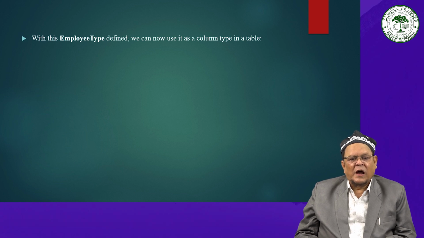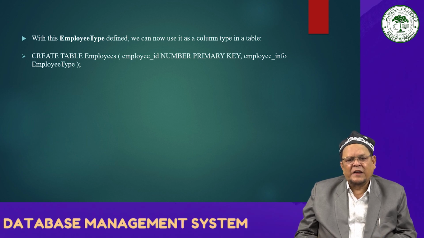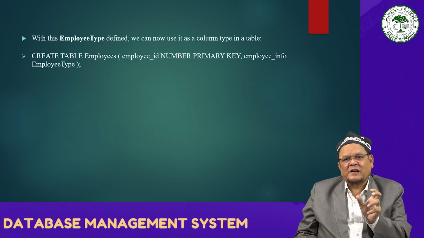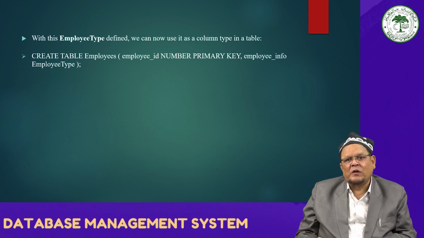With this employee type defined, we can now use it as a column type in a table. It means you have to create table employees, with parentheses, employee ID number, and you have to define the constraint primary key, employee information, employee type. Here, if you are creating any table, at that time you have to define the primary key.